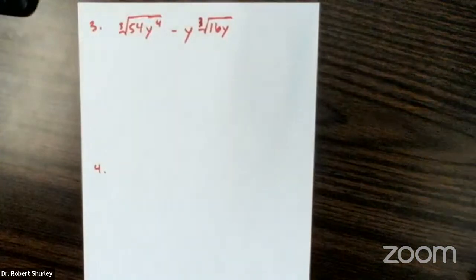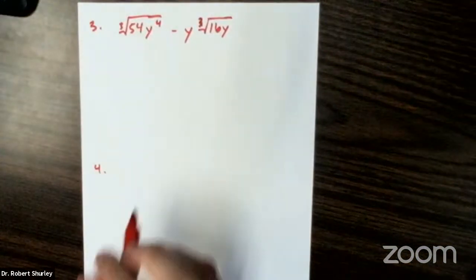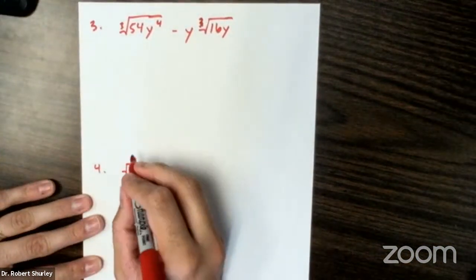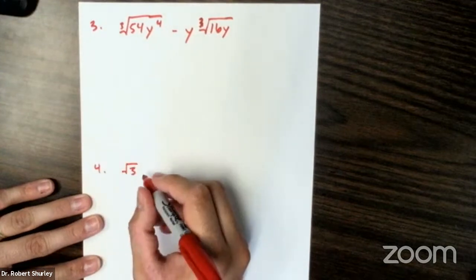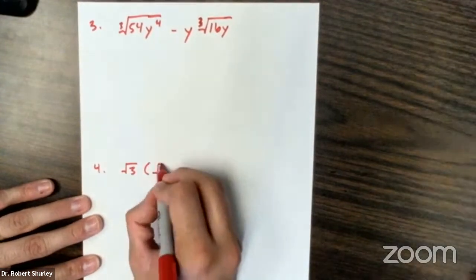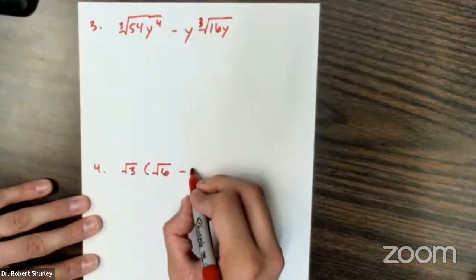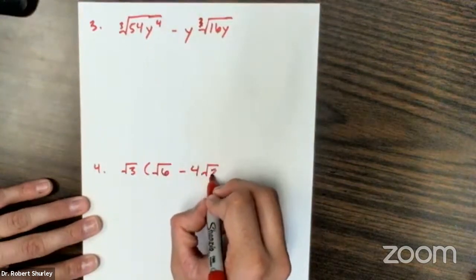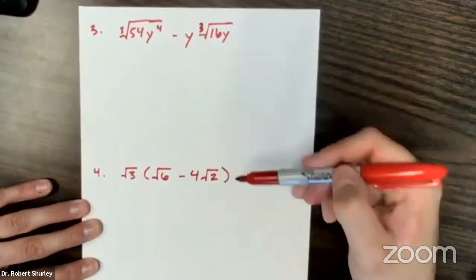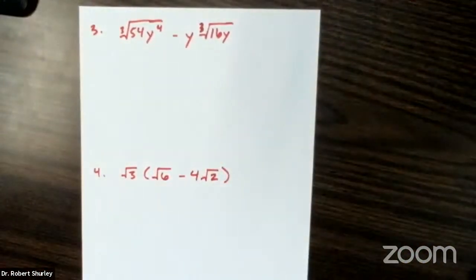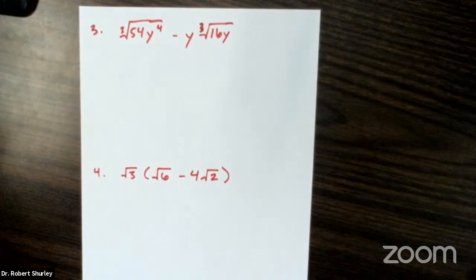And I'm going to search for another one that's multiple. Oh, let's do a basic multiply. Say the square root of 3 times the square root of 6 minus 4 square root of 2. So I tried those two. And I'll give you about 5 minutes, and then that'll give us enough time to go over them before the end of class time.